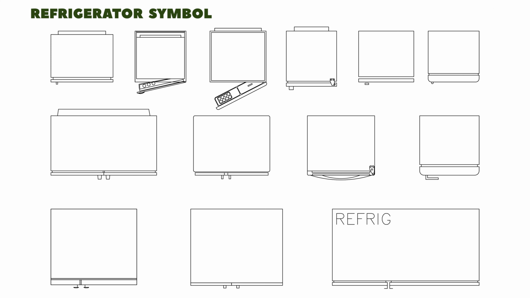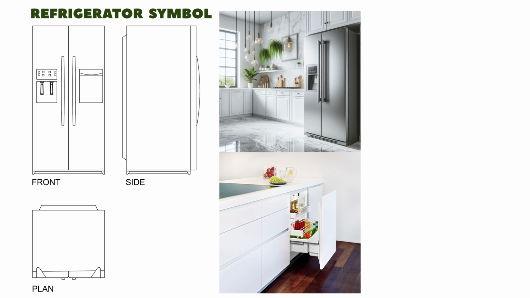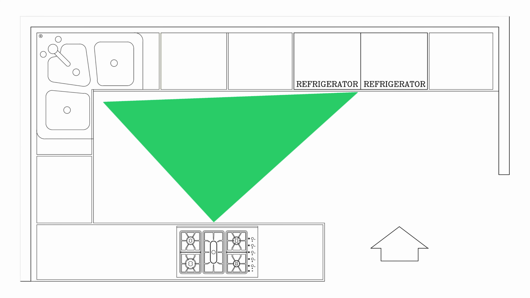Refrigerator symbol, a large rectangle representing the fridge's location. Every kitchen needs refrigeration, whether as a standalone unit or under counter drawers. Position the refrigerator near the kitchen entrance for easy access, while ensuring it doesn't disrupt the main cooking area or block traffic flow.